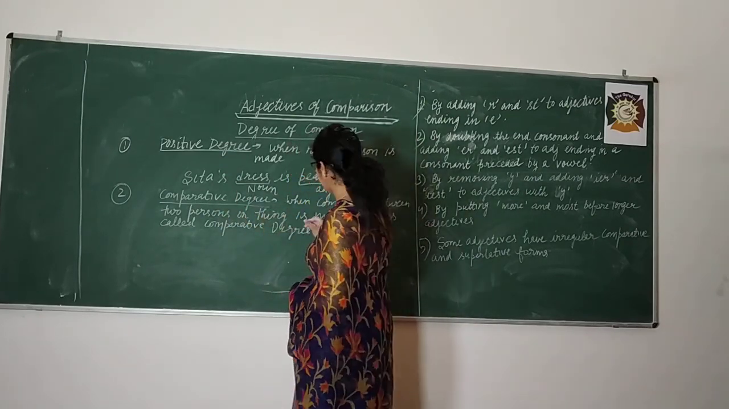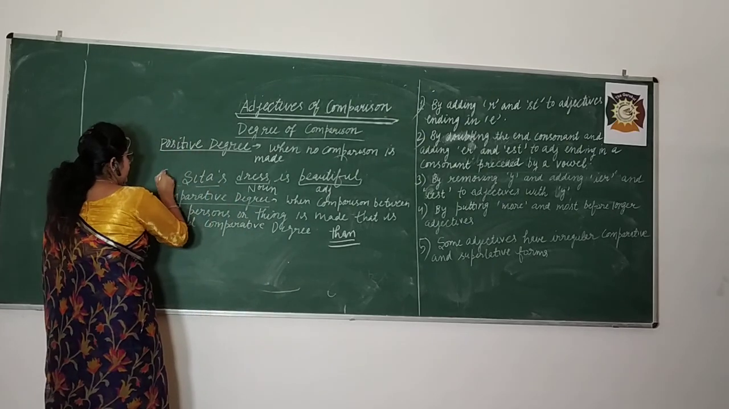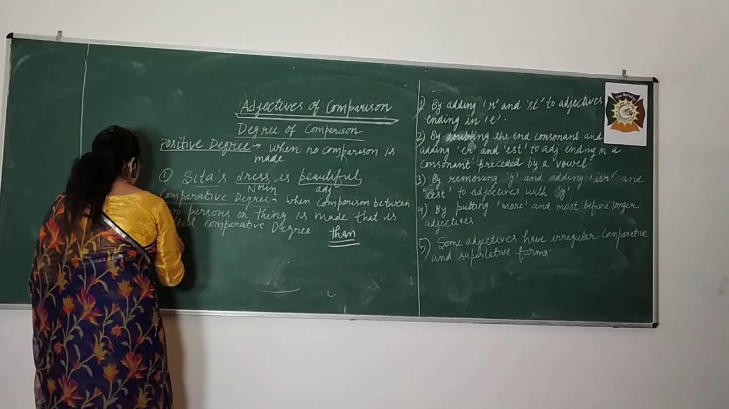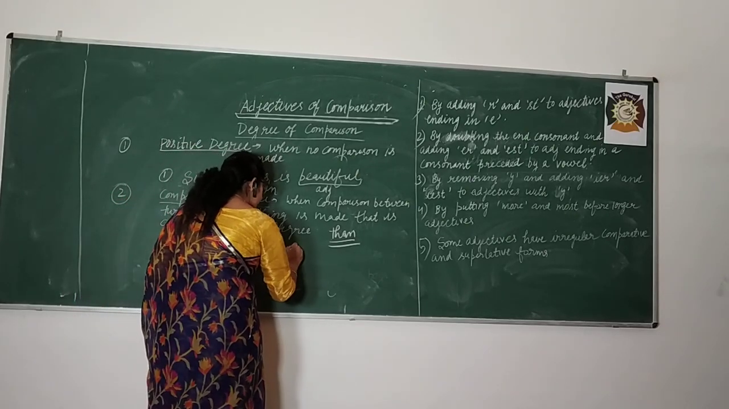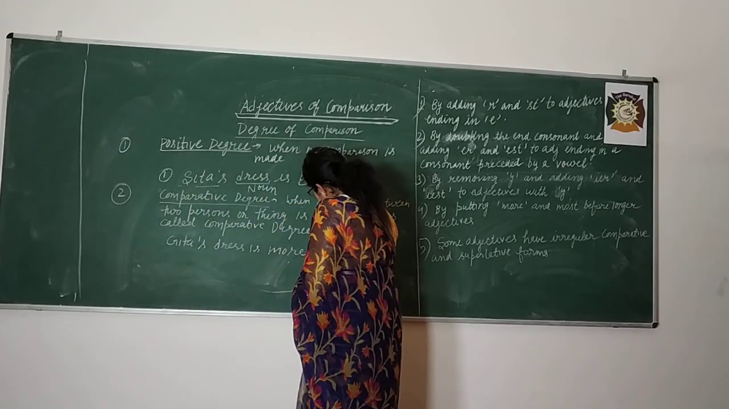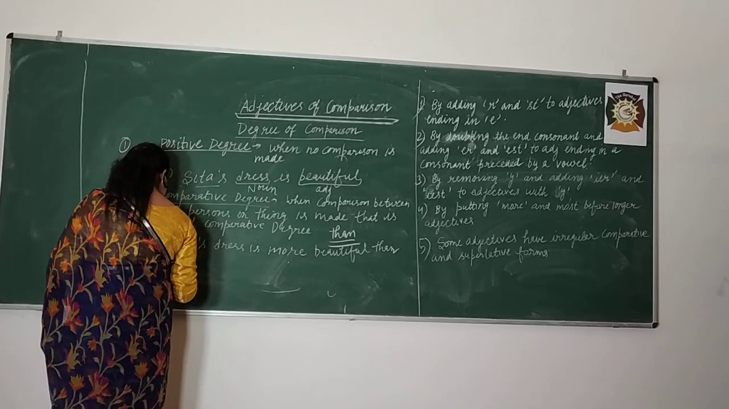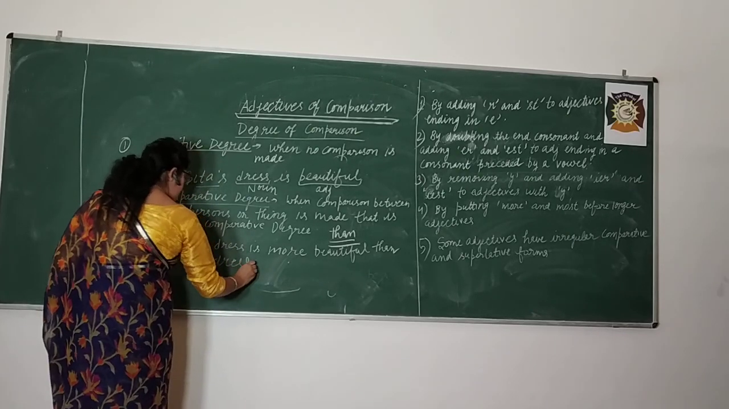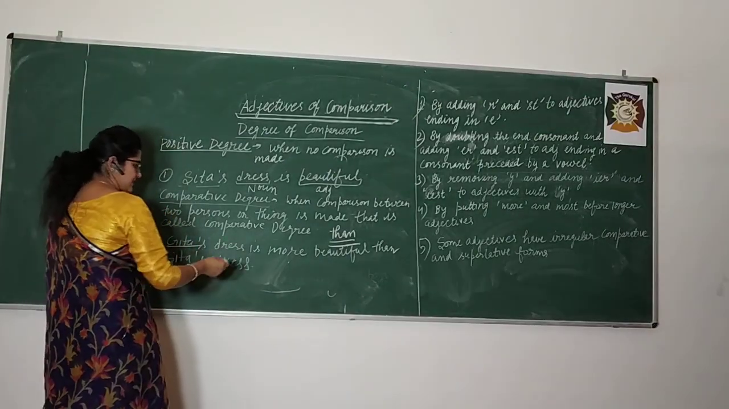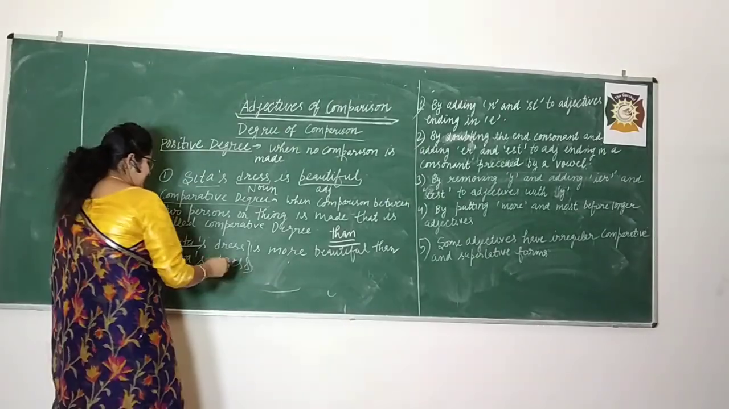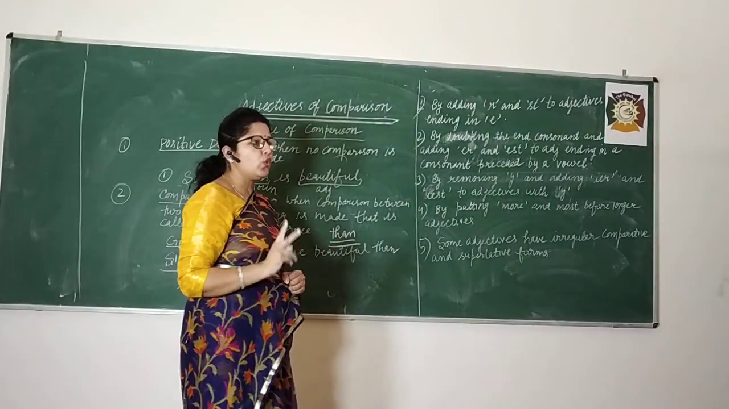In comparative degree, we use than with an adjective of comparison. As in the first sentence, we talked about Sita's dress. So here, Geeta's dress is more beautiful than Sita's. See this sentence. In this sentence, we are talking about two girls, Geeta and Sita, and their dresses. And we are doing comparison of their dress. So, in comparative degree, we do comparison of two persons or two things.